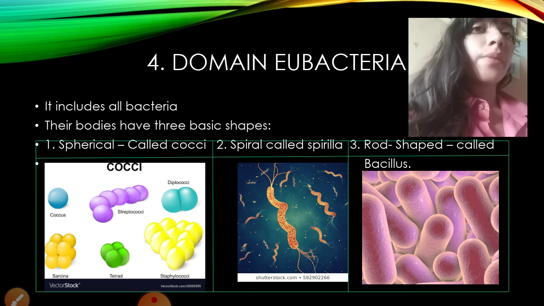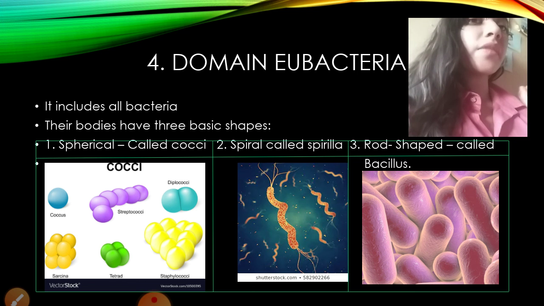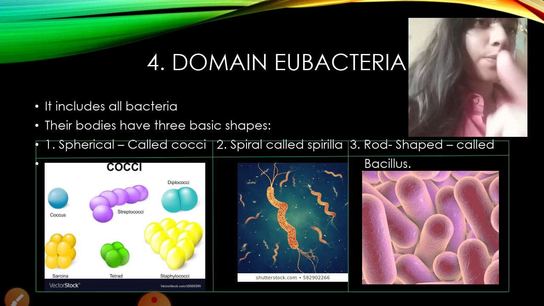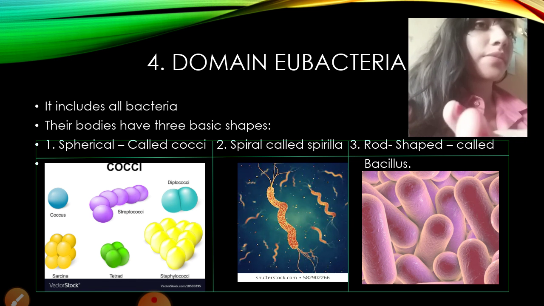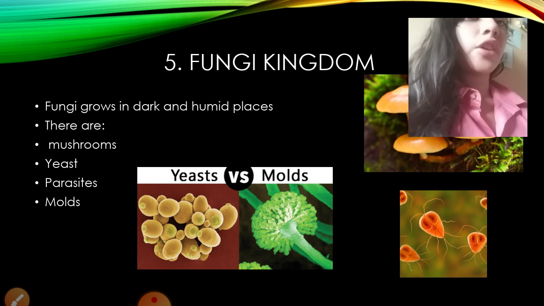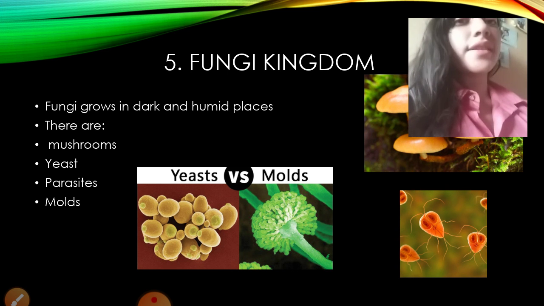And now, domain Eubacteria includes all the bacteria that exist. And they could be spherical, like cocci, spiral, like spirilla, and rod-shaped, like bacillus. And the last one are the fungi kingdom, that grow in dark and humid places. They are like mushroom, yeast, parasites, and molds.